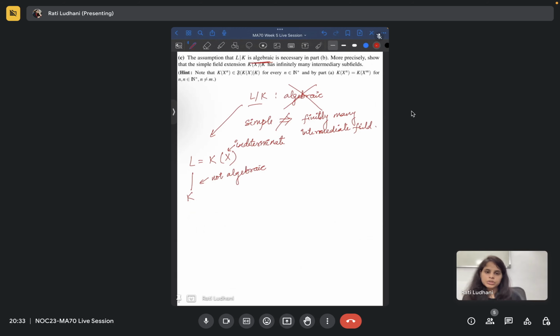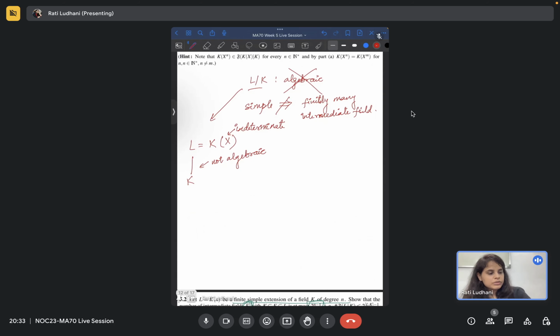Yes, because you cannot find a polynomial. So this is not algebraic. That means, we claim, and you know that this is a simple extension because you have just attached one element, so it can be written with the primitive element x. So you have L. This is a simple extension, but it does not imply that these have finitely many intermediate fields.